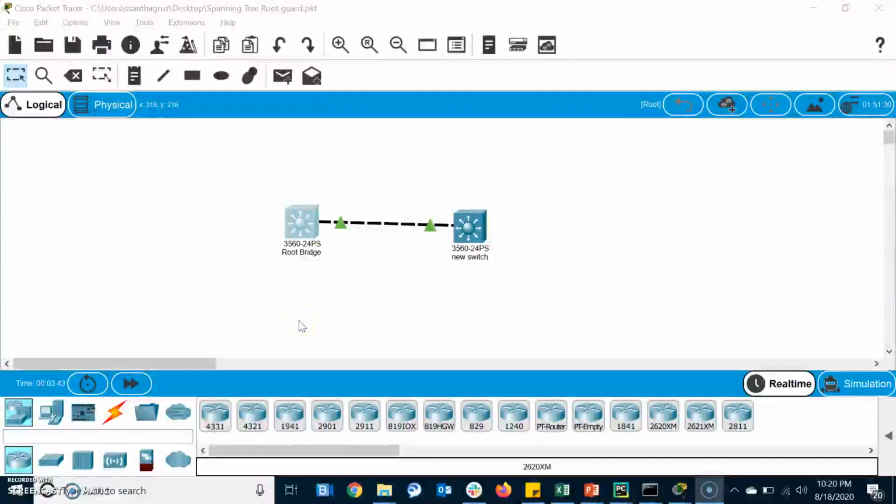Now let us discuss how to configure the root guard feature. So I connected two switches, both are connected by means of a trunk link. One I configured as a root bridge or the root switch, and another one is a rogue switch. This root switch's corresponding port is a designated port and the other is a root port. As always, a segment will have one designated and one root port.